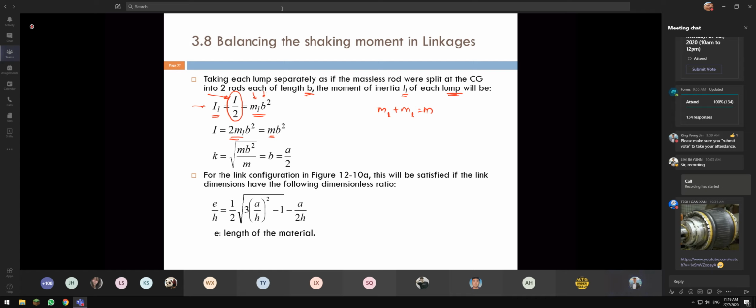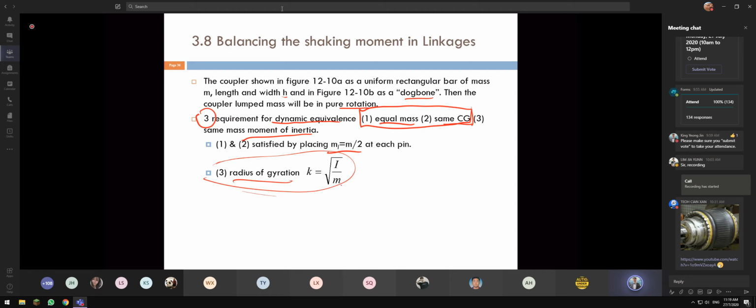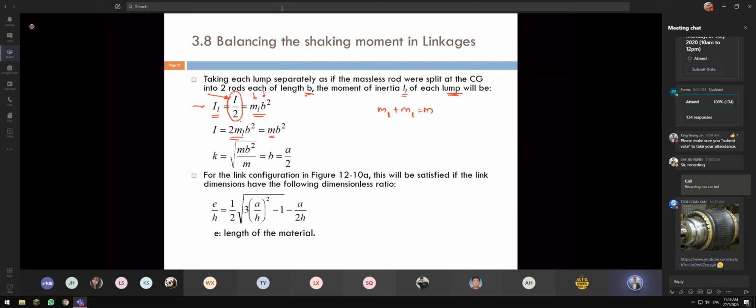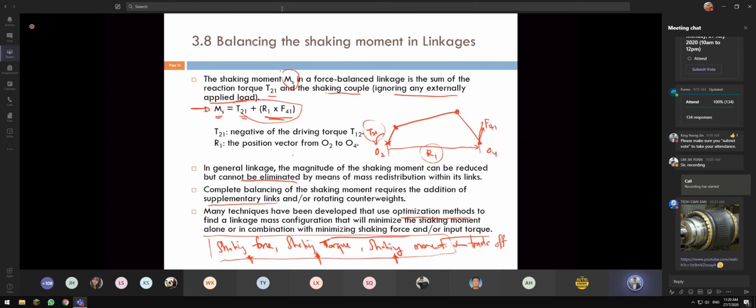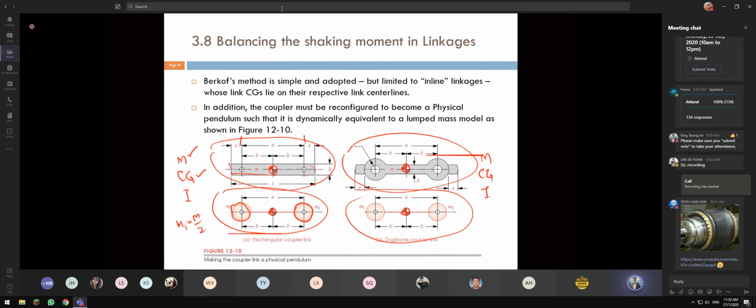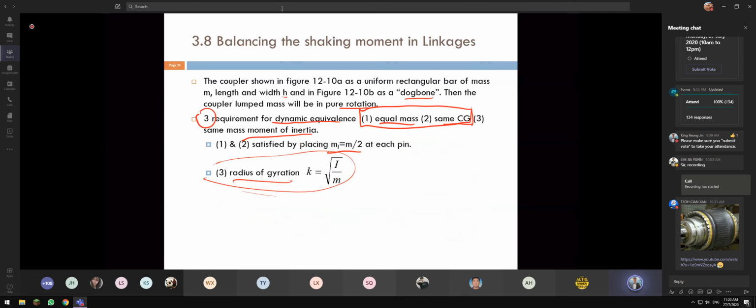Okay, so from here we can find out that k is I over m, so I over m, right? So that's why we get back the b, which is a over 2. So where is the a? A is the distance between the two pins.